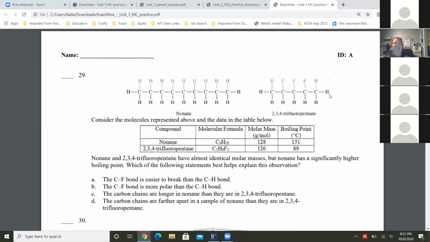Hey, look, Alex, it's size versus molar mass again.